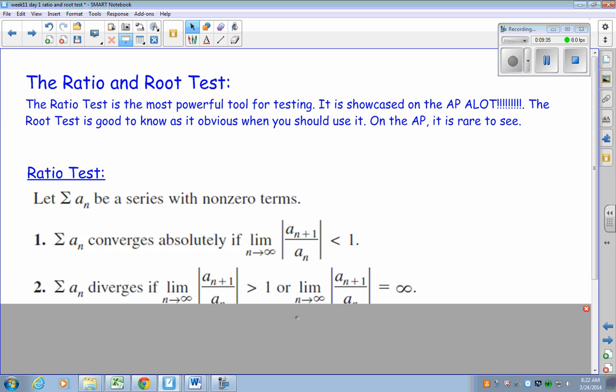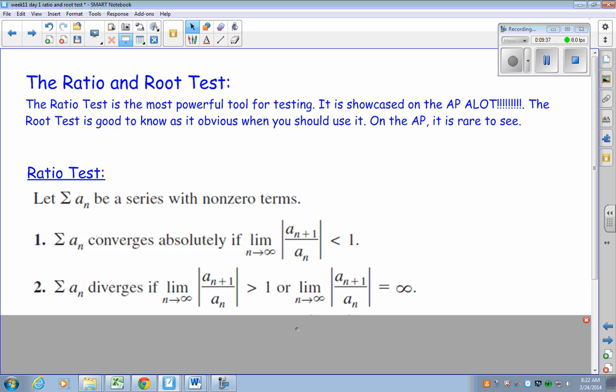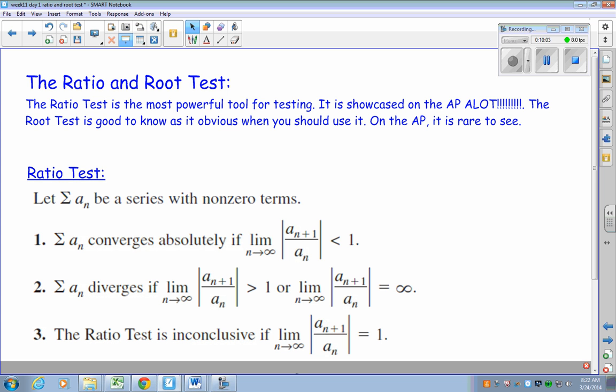Likewise, if that ratio is greater than 1, and it's funny why they put that, if it's greater than 1 or if it's infinity, well, that's the same thing. So if you're finite and greater than 1, or if you're infinity, which is obviously greater than 1, then the thing diverges. And notice, the thing diverges. That means everything diverges. Okay? And then if it equals 1, you're stuck. And then you've got to go back into your toolbox and use a different tool. Okay? So that's the ratio test.